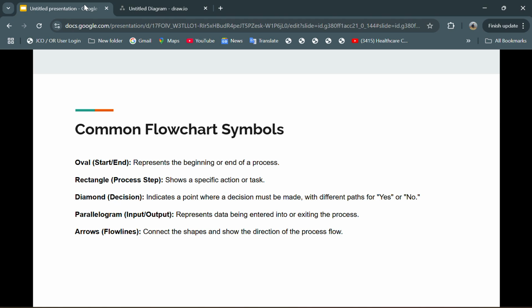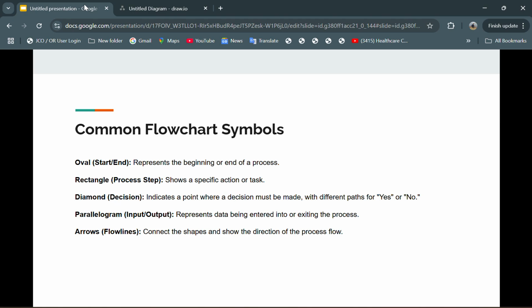So we will help whenever the user starts the process and how the other users are interacting, and who actually ends the process or in between, if there is anything in parallel we do. So that's the thing. And the rectangles, that is a process step. So a specific action or task done by the user, that we show in the rectangles.